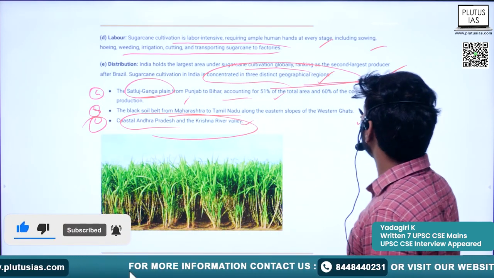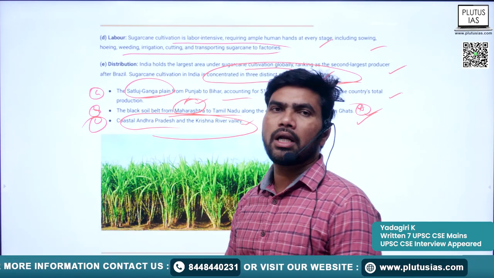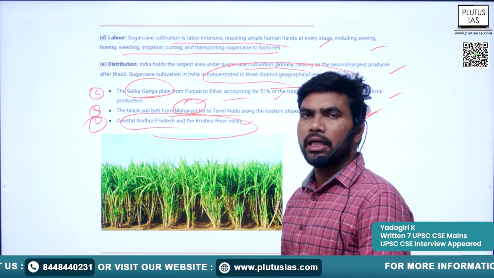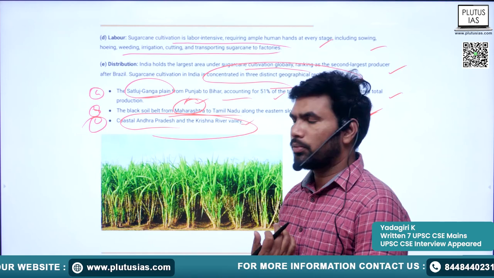Right. This belt is majorly problematic, especially the region in Maharashtra, because Maharashtra is a rain deficient state. However, sugarcane is being extensively cultivated there, so it is leading to a lot of problems.